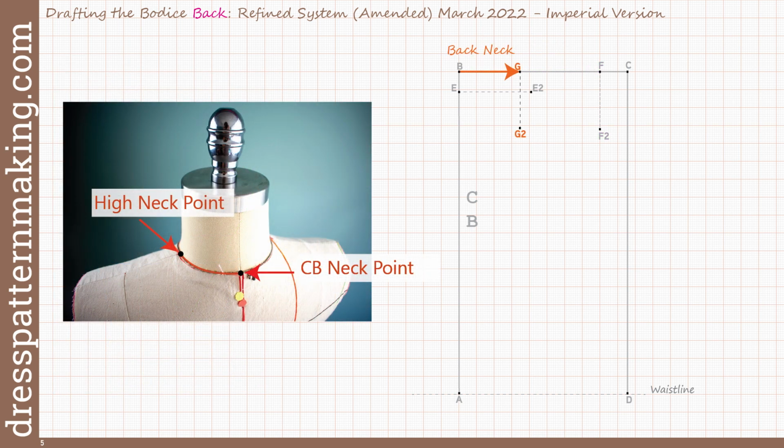Now the back neck measurement. This is measurement number 30 on the chart. The back neck measurement is one of those where you could take the half measurement from the centre back to the high neck point, or measure from high neck point to high neck point and divide by 2. But using that half measurement, measure from point B on the B to C line and mark point G. Draw another guideline from point G at right angles to the BC line and mark point G2. The length of that guideline can be about 3 to 4 inches long.